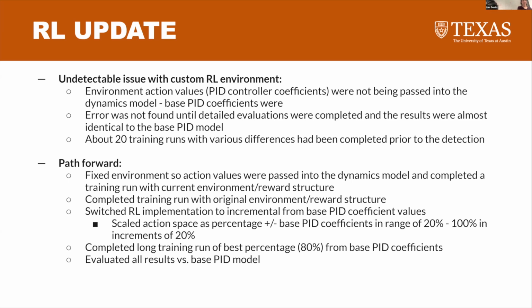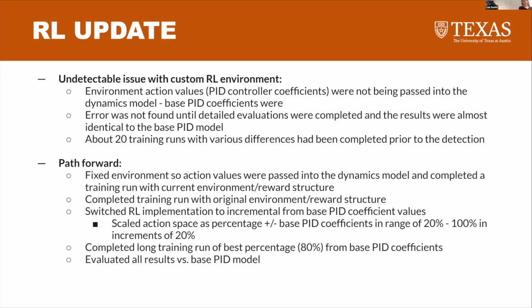So path forward, obviously, fix that issue. And then we did a training run with our current reward setup at the time. And then we also did that with our original reward setup. None of the results look good. So we're like, okay, let's move to an incremental RL application, which we had discussed with Kyle, I think a couple of days before this.